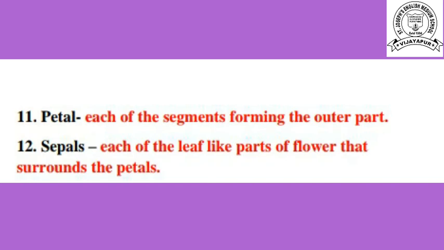Now the next one, the 12th one, sepals. Sepals means what? Each of the leaf-like parts of a flower that surrounds the petals. Below the petals, there are green leaf-like structures, and those leaf-like structures are called sepals. And the sepals protect the bud. So children, read all these word meanings and write them in your science classwork.